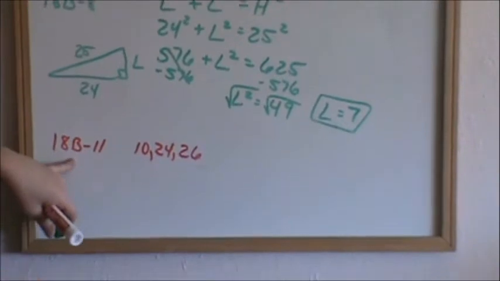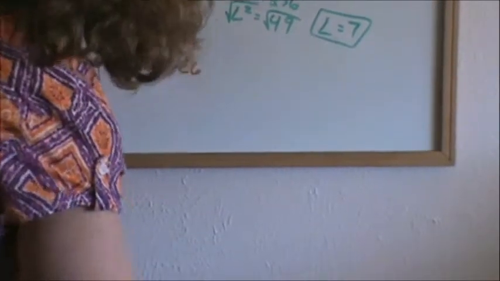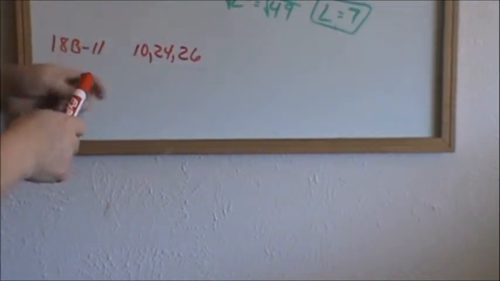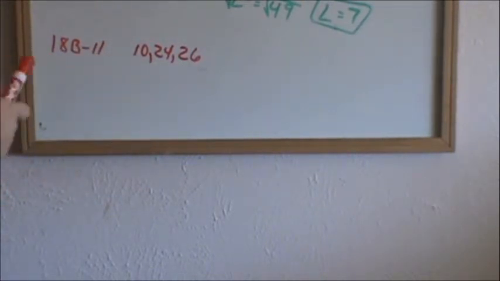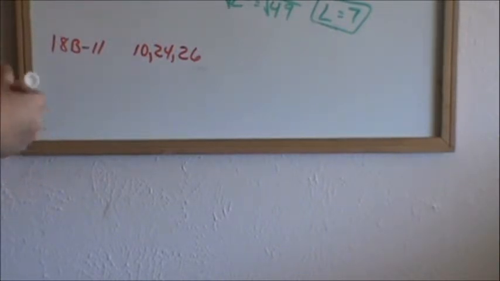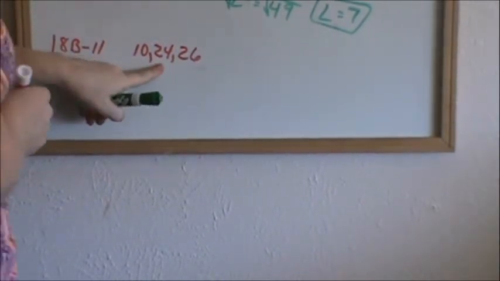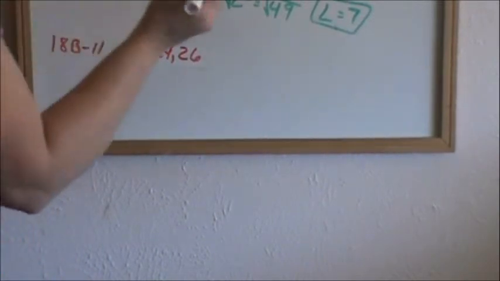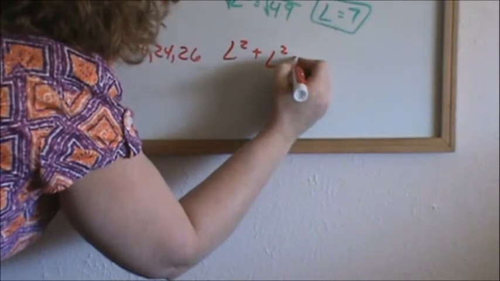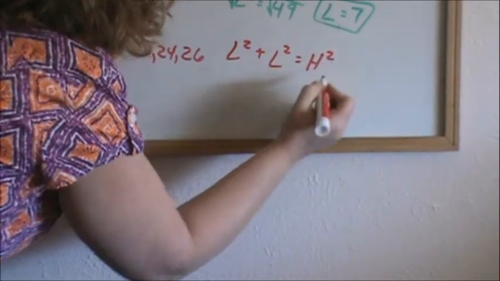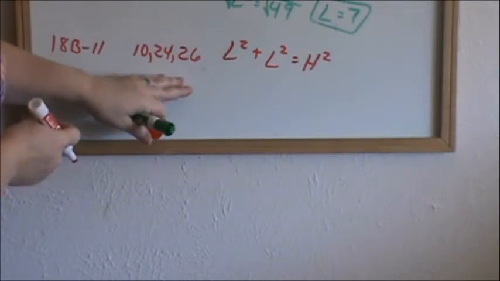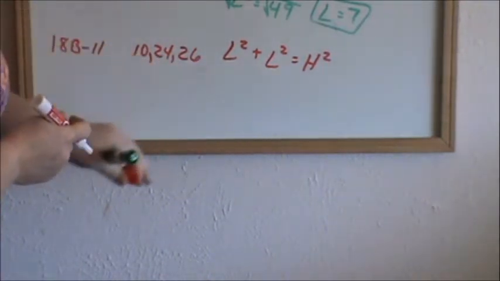Okay, now going down to 18b, number 11. Here you are given three sides of a triangle, and they want you to say whether it is a right triangle or not. So you have to use Pythagorean Theorem to prove if this is a right triangle or not. Well, if you know you're using Pythagorean Theorem, then you know you're using leg squared plus leg squared equals hypotenuse squared. And they are telling you to prove if it's a right triangle. That's how you know to use this formula.